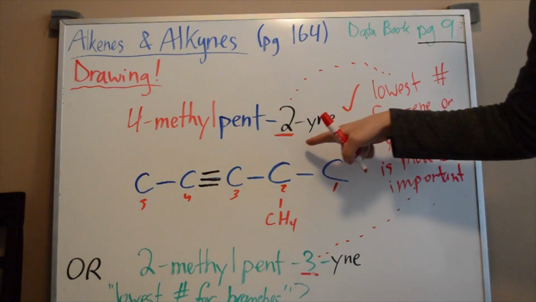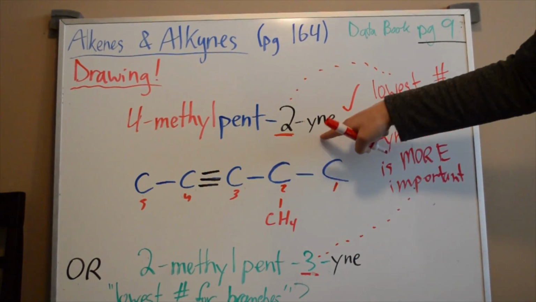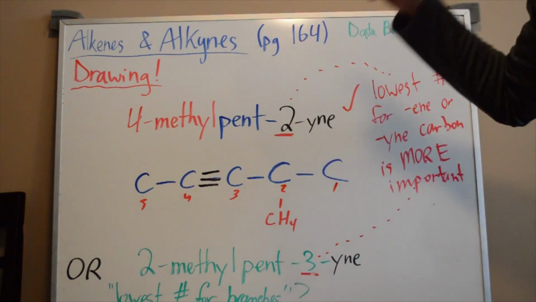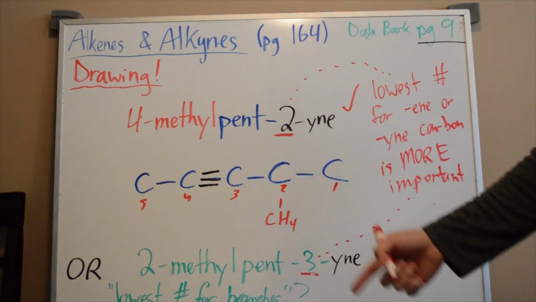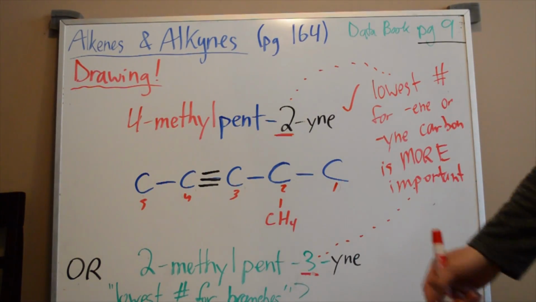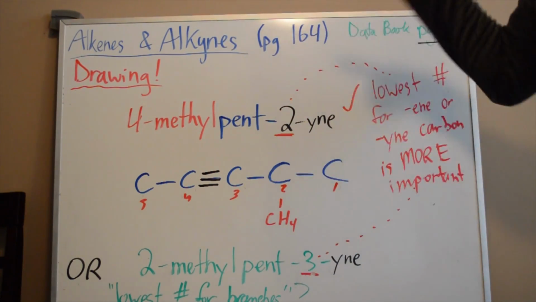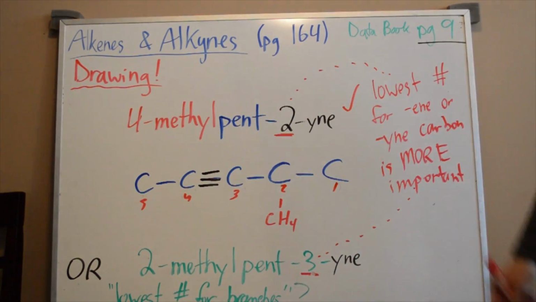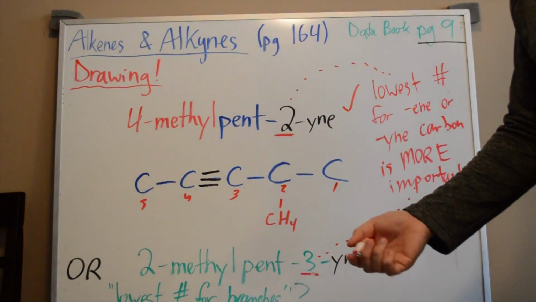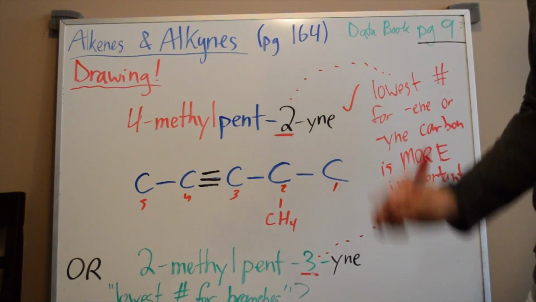Why? When we take a look at the number that we use for the carbon for the yne ending, or the triple bond, this number is more important and we need it to be the lowest one because it's more important than the number we use for the branch. Why? Class, this is the parent chain. The parent chain takes priority over the branches. Why would we want to give the branch the lowest number and give the parent chain, the basic foundation of the molecule, the higher number? That would make no sense, okay?